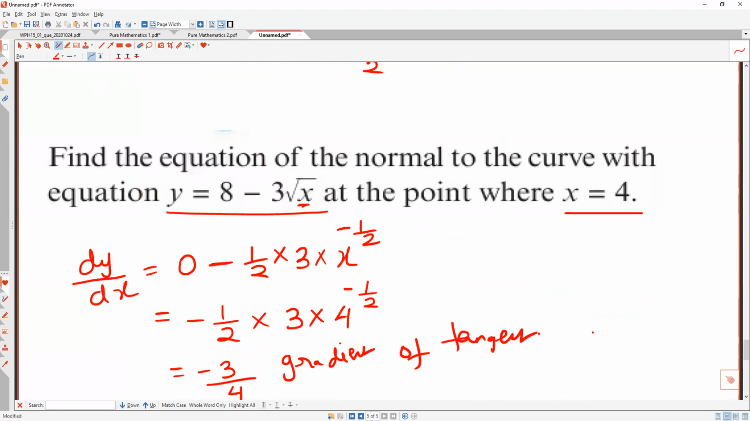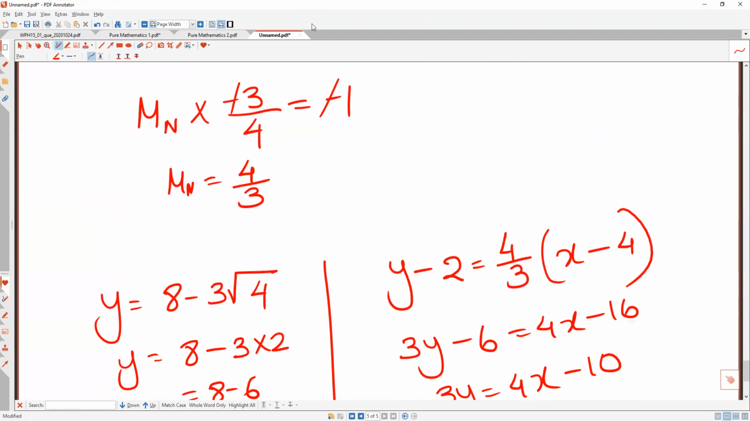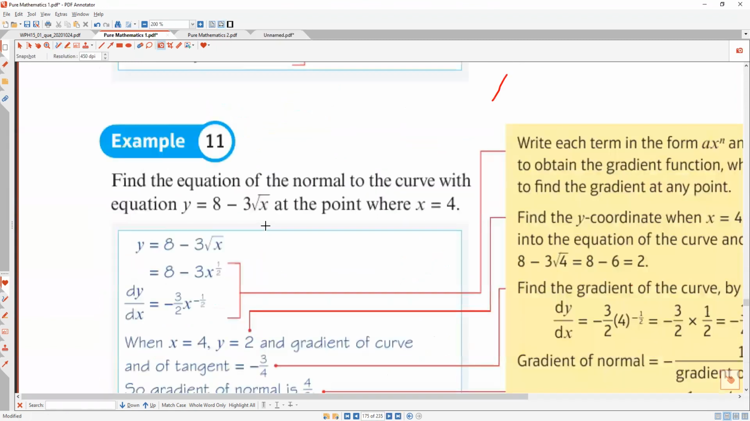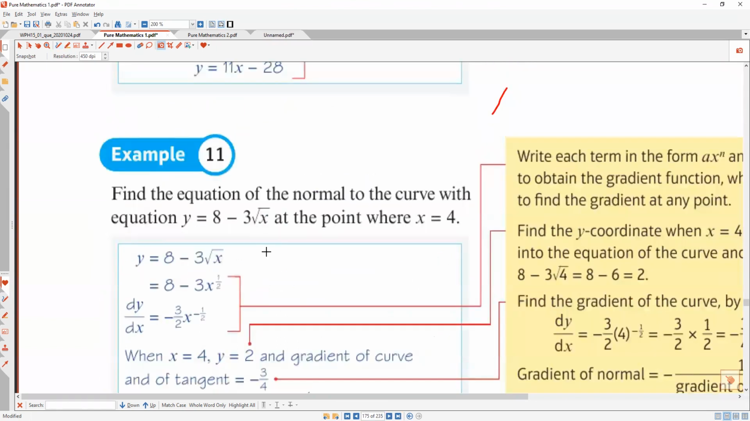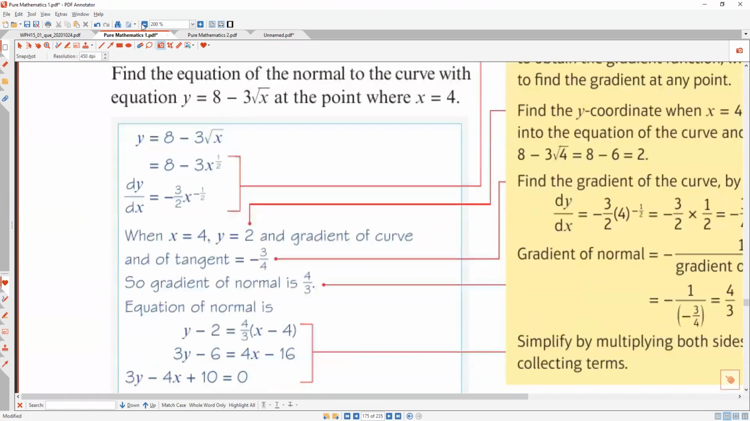But what did they tell us to give our answer as? No, like this only. 4x minus 10. Did they say to bring them together? No, they did not. Okay, so we are done with this chapter.